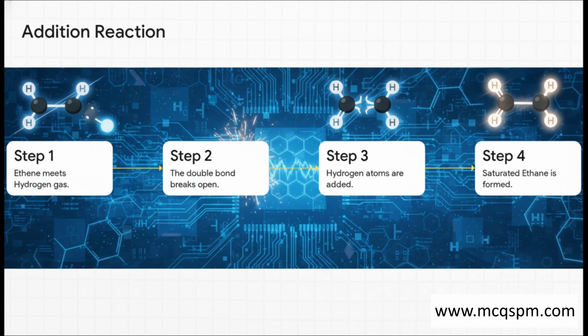And the classic example of this is something called hydrogenation. We're adding hydrogen gas to an alkene like ethene. That reactive double bond breaks open, the hydrogen atoms fill those empty seats, and just like that, you've turned an unsaturated alkene into a saturated alkane, ethane.